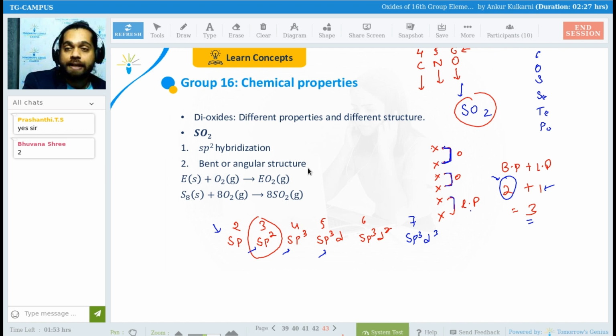Okay, now sp2. What is the geometry for sp2? Yes, Anthony. What is the geometry for sp2, Bhuvaneshwari? And the geometry for sp2, Prashanti? I am asking geometry, okay, not shape. What is the geometry for sp2? Come on, tell me. Your carbocation geometry, sp2. Geometry for sp2.